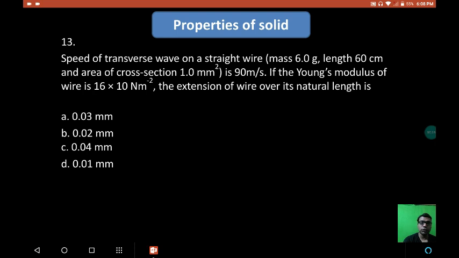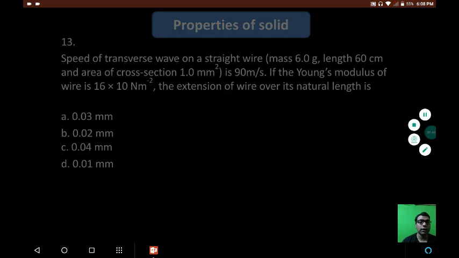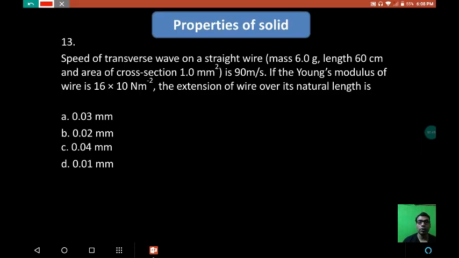So what is actually the problem? The problem consists of two things, concerned with waves and the properties of solids. We know for properties of solids that the Young's modulus formula is Y equals force into length upon area into delta L. Here the delta L we have to find. The force is not given, so we have to find the force.